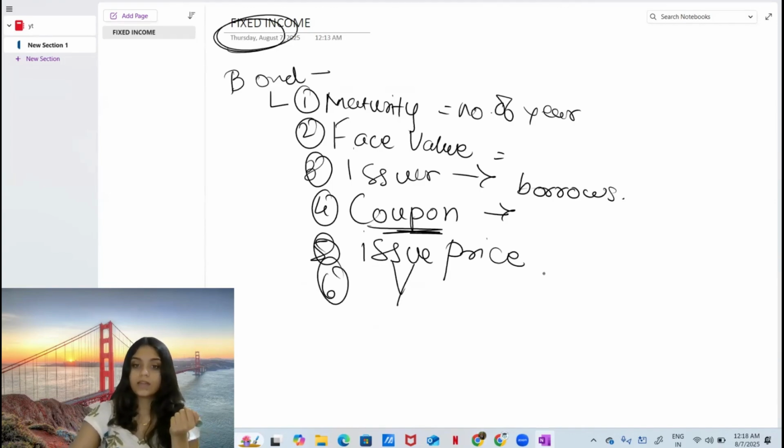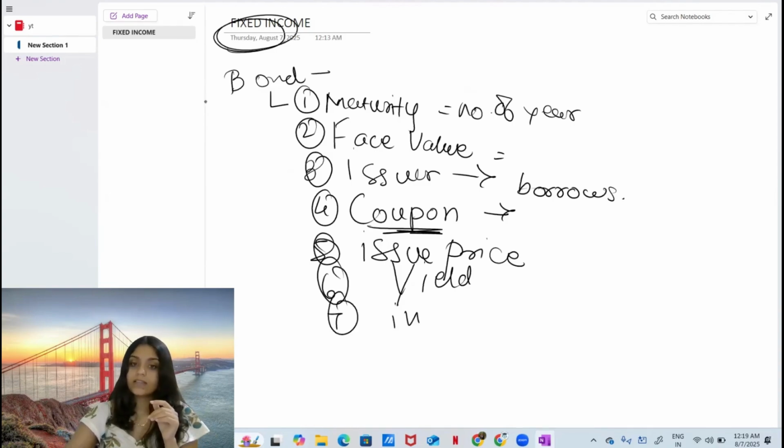Sixth is yield. So what is yield? So yield is technically the percentage or the amount you earn after the bond matures. So at the end of the maturity or end of the life of the bond, the amount that you get is called yield. Yield is also known as YTM, that is yield to maturity.